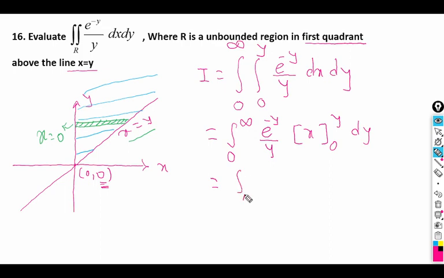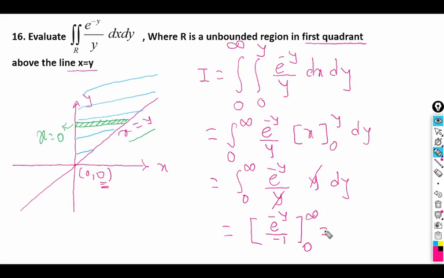So if we put upper limit minus lower limit, we get e raised to minus y upon y. This is like y minus 0, so that is y only. So y dy. The y gets cancelled here, and we are left with the integral of e raised to minus y. Very simple formula: e raised to minus y upon minus 1. Limits are 0 to infinity.